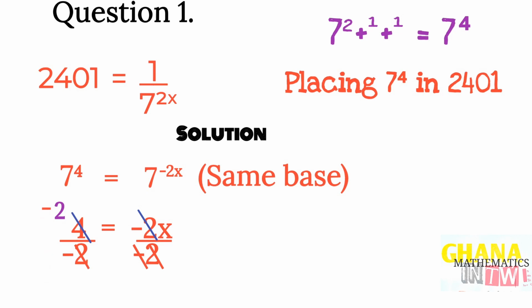So negative 2 cancels negative 2. So it is 4 over negative 2, and it will be negative 2 over 1. Negative 2 over 1 is the same as negative 2. So that is the answer for x.